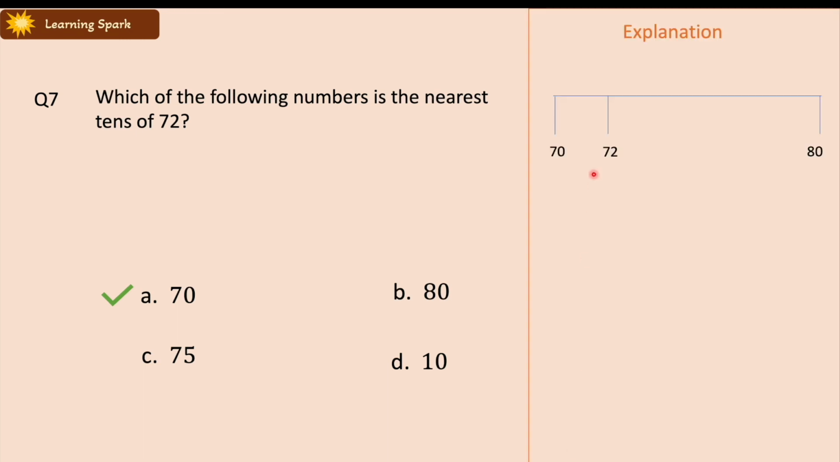So this is easy. You just see the number line over here and you can understand that 72 falls between 70 and 80. These two tens, right? Now the question is, which one is the nearest ten? Is it 70 or is it 80? Clearly 72 is closer to 70 than 80. So 70 is going to be the answer.